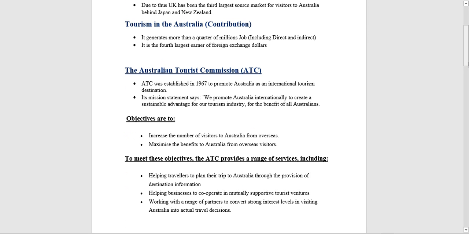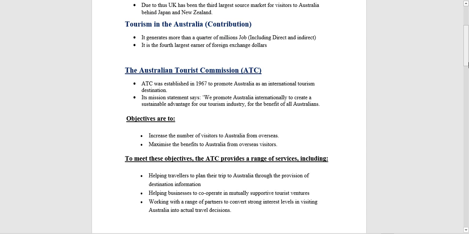They try to attract more visitors from overseas. They try to take the maximum benefits from those visitors who are coming to visit Australia as tourists. In order to meet this objective, the ATC provides a range of services, including helping travelers to plan their trip to Australia through the provision of destination information, like various agencies who plan for several tours.